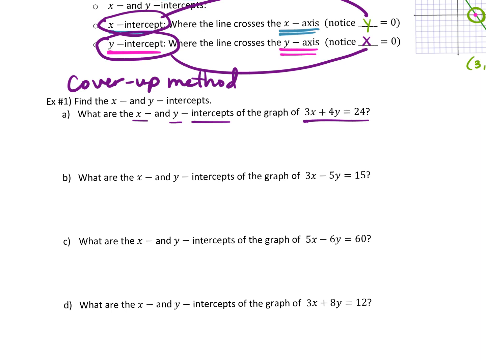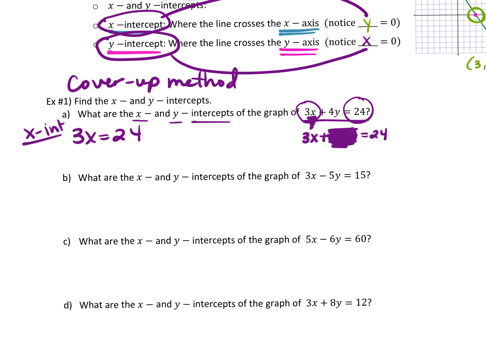Here's what you do. If I'm looking for an x-intercept, we said our y value would be what? 0. So think about this. If I say 3x plus 4 times 0 equals 24, what's 4 times 0? 0. So really, we could just cover up that whole thing and write the equation as 3x equals 24. So if you write 3x equals 24, you'll get your x-intercept.